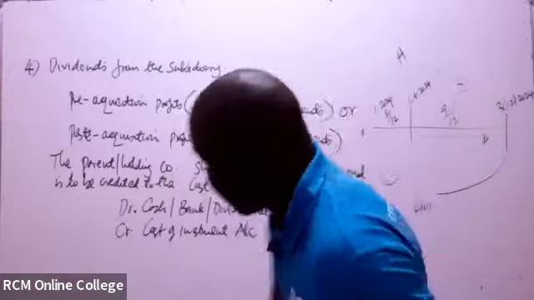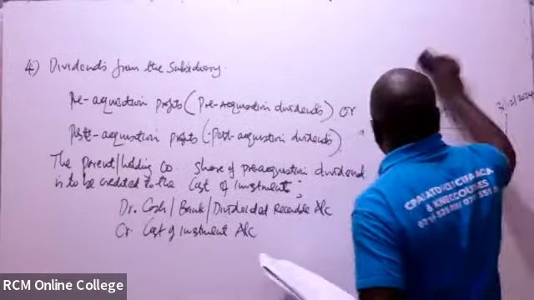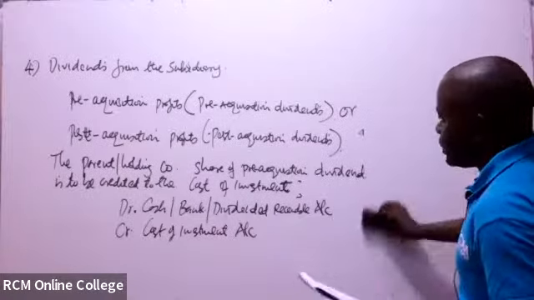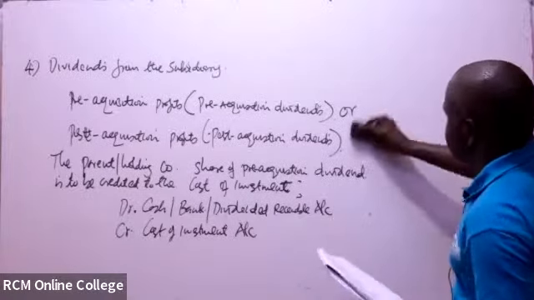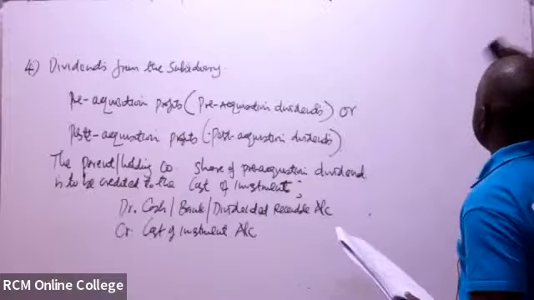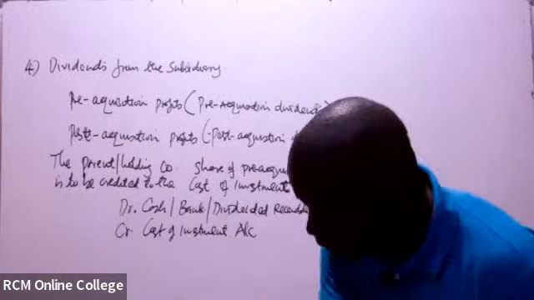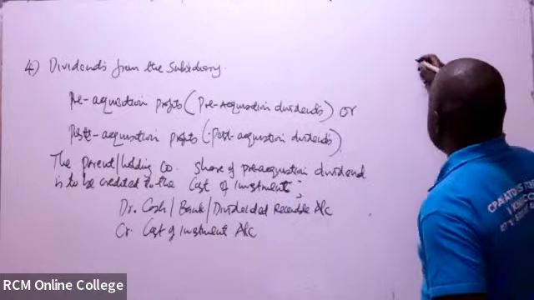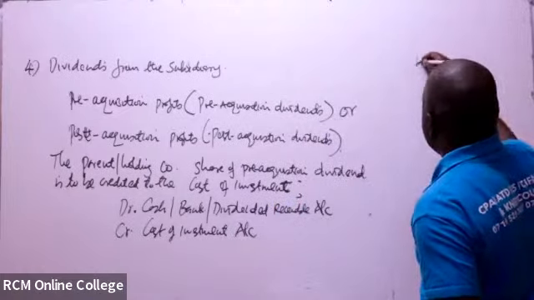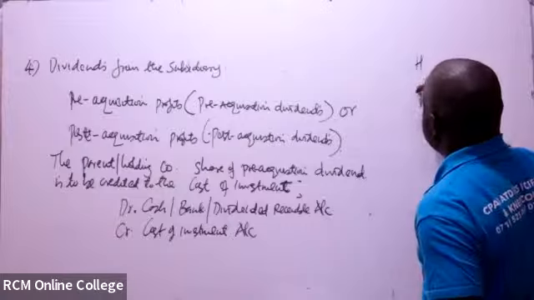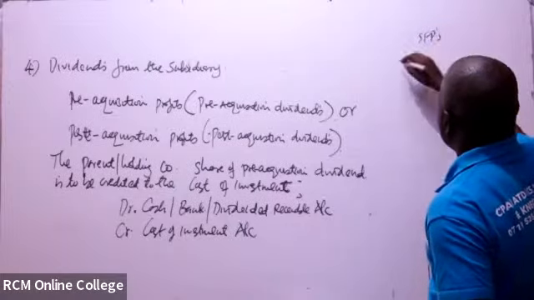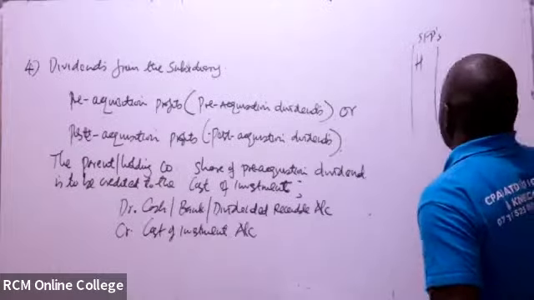There'll be something you'll likely be given. You'll likely see something like this in what you'll be presented with. This cost of investment will likely appear. So you'll see, in this case, the accounts for the holding company. In fact, it will likely be the statements of financial position for the two companies. You'll see something like this in the question.